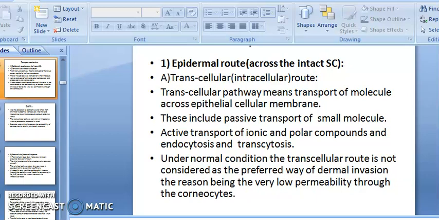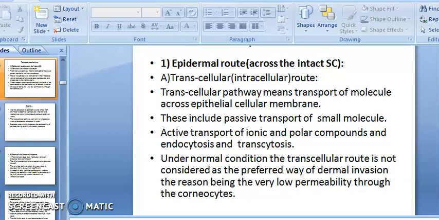In passive transport you do not need to apply force or temperature, so active transport does not take place in this mechanism. Active transport of ionic and polar compounds occurs by endocytosis and transcytosis. If your drug contains an ionic or polar compound, you have to follow endocytosis or transcytosis.